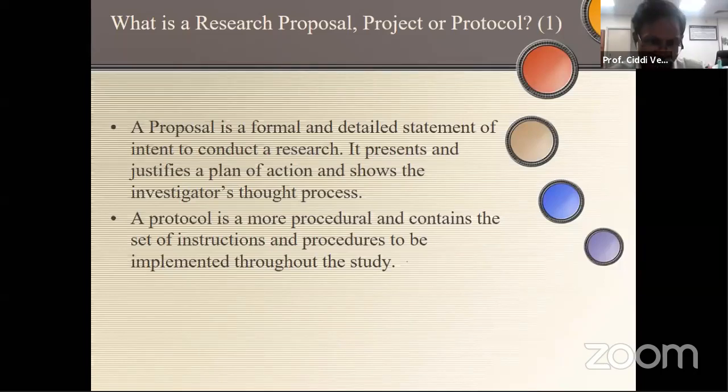process. So it is some kind of background. What is it that you will be doing? Like now we see a lot of movies. What is the role of a director? The director will have all the plan which goes on in his mind and put them into action. That is exactly what the research proposal is. And sometimes you will be confused between proposal and protocol, and they are almost the same. The protocol is more procedural and contains the set of instructions and procedures to be implemented throughout the study.